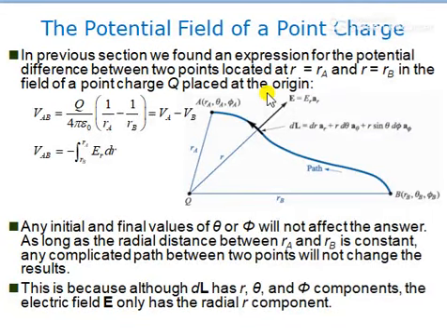Hello students, today we will discuss the potential field of a point charge. In the previous section we found an expression for the potential difference between two points located at r equal to Ra and r equal to Rb in the field of a point charge q placed at the origin. That is, VAB is equal to q by 4 pi epsilon naught times (1 by Ra minus 1 by Rb), which is nothing but Va minus Vb.